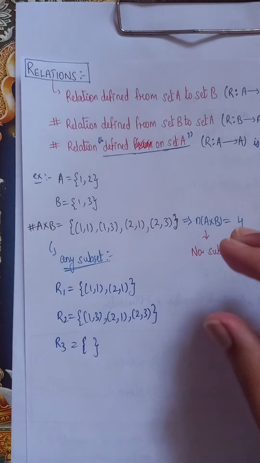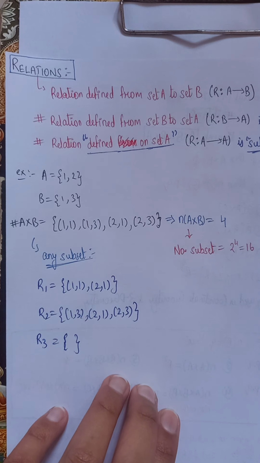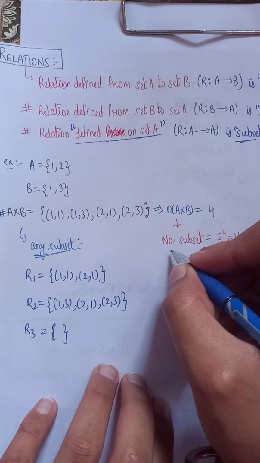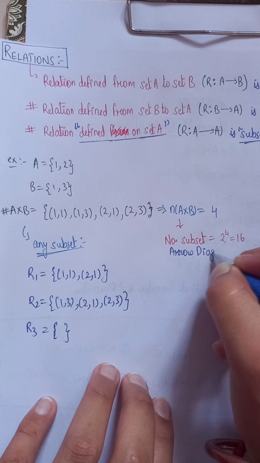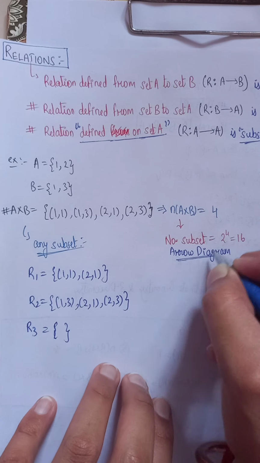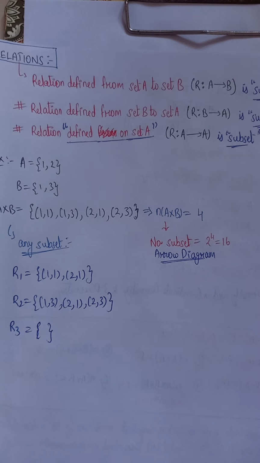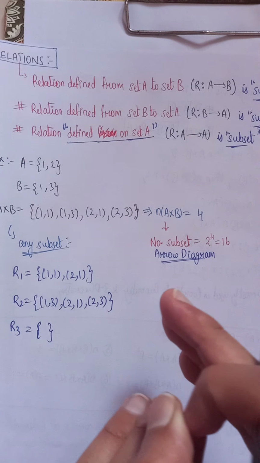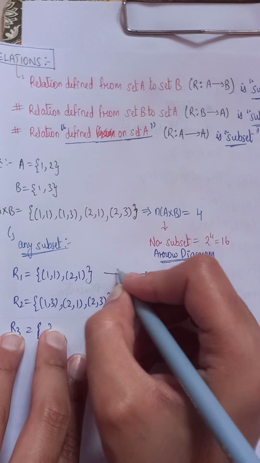Now at this point of the video, I would like to explain a new concept, the arrow diagram. I would like you all to listen with full concentration. What is an arrow diagram? It is nothing but representing the subsets in a pictorial form. Suppose I wanted to represent this subset in an arrow diagram.